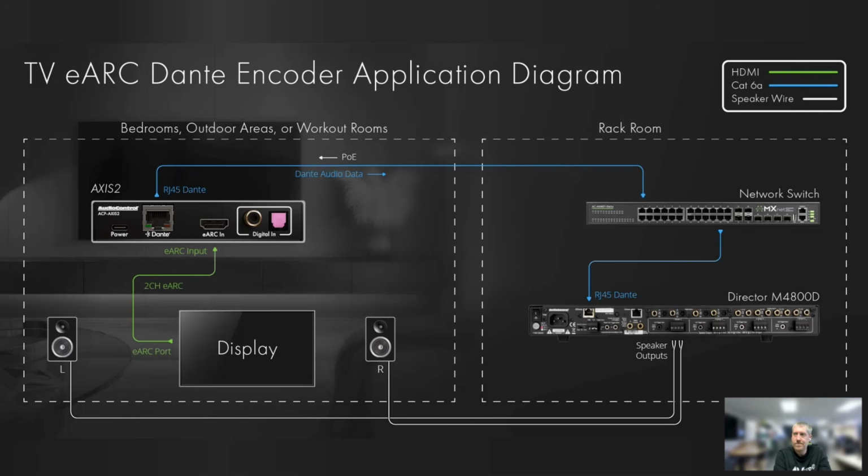These are all really basic diagrams, right? I mean, this is the Axis 2 taking a 2-channel input from a display, sending it to the Dante network, and then going to a director, right? So these are for your ancillary areas, your bedrooms, your outdoor areas, your workout rooms, right? Very, very basic, just eARC to 2-channel Dante.